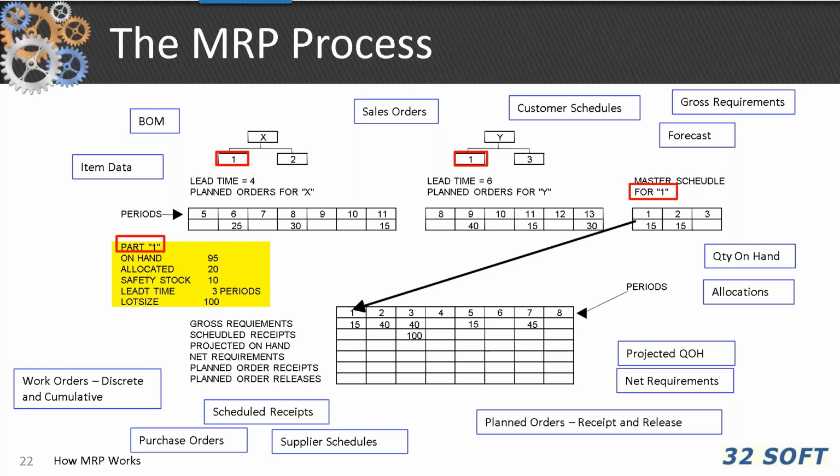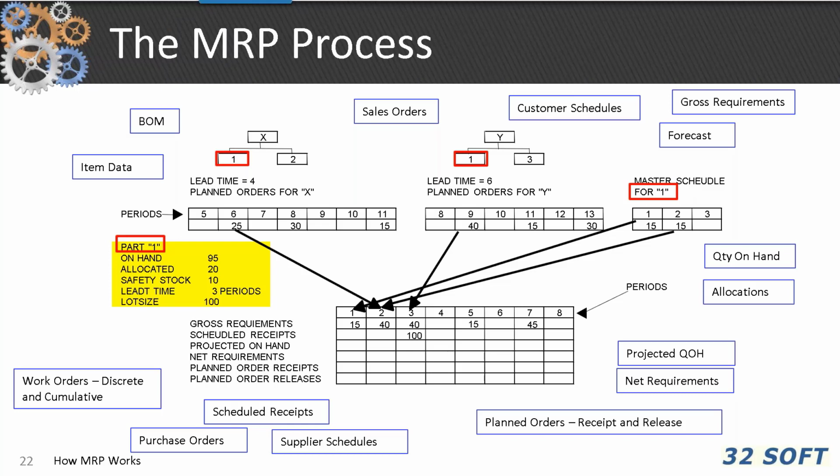Then in period 2, we see 40, 25 of which come from the relationship between 1 and X. It takes 4 periods to build an X. If we need it in period 6, that means it's going to need the part number 1 in period 2. And if we also see that 15 is again required for part number 1, we can now load that for the 40. 40 from period 3 comes from 1 going into Y, takes 6 periods to build a Y. So we need the 40 in period 3.